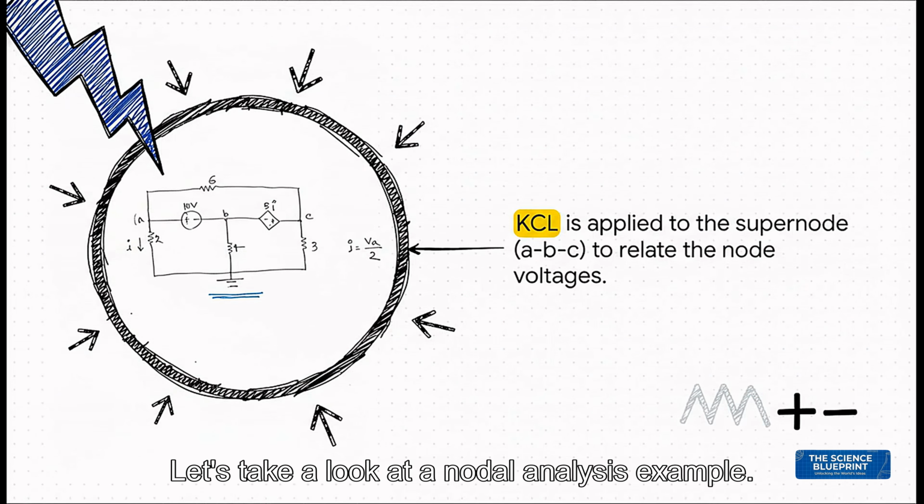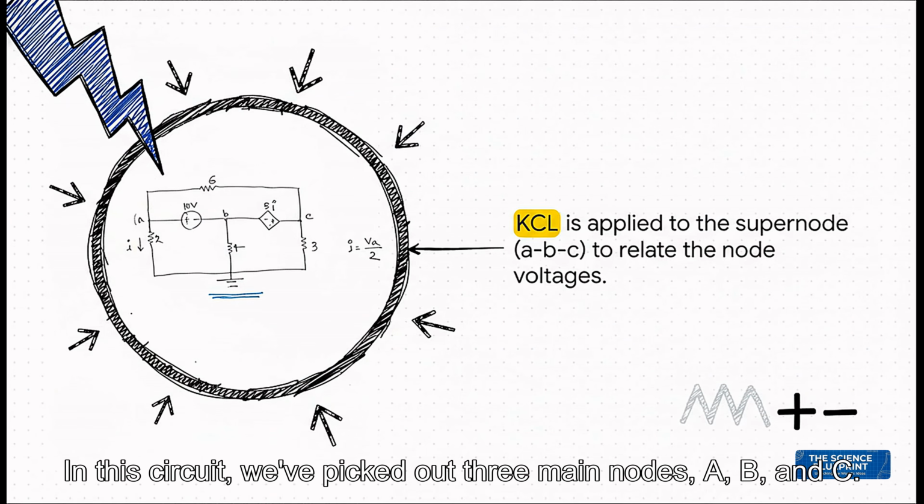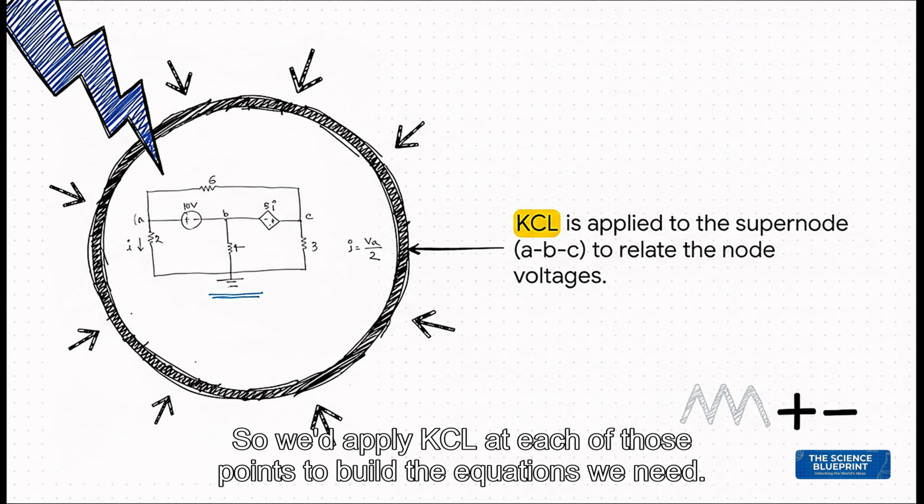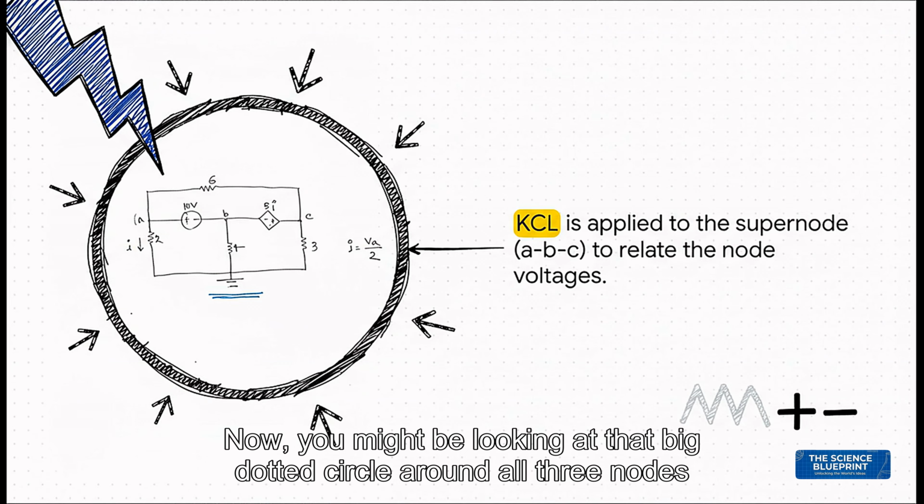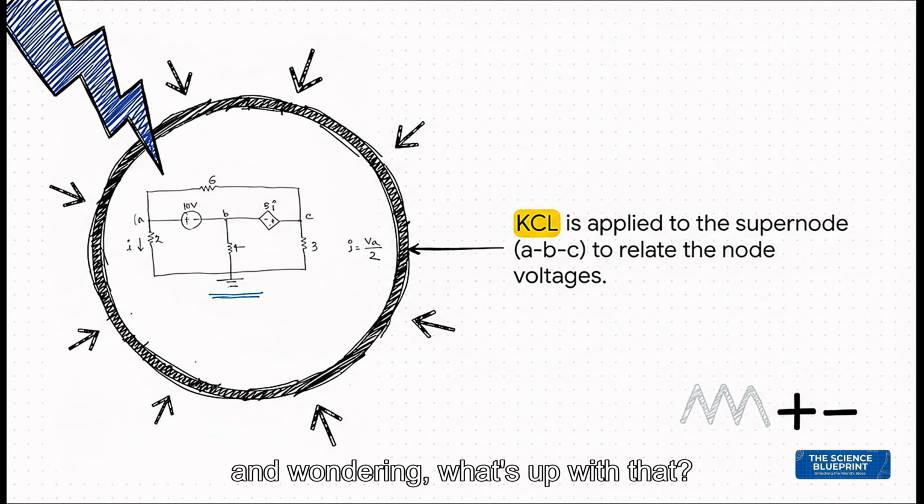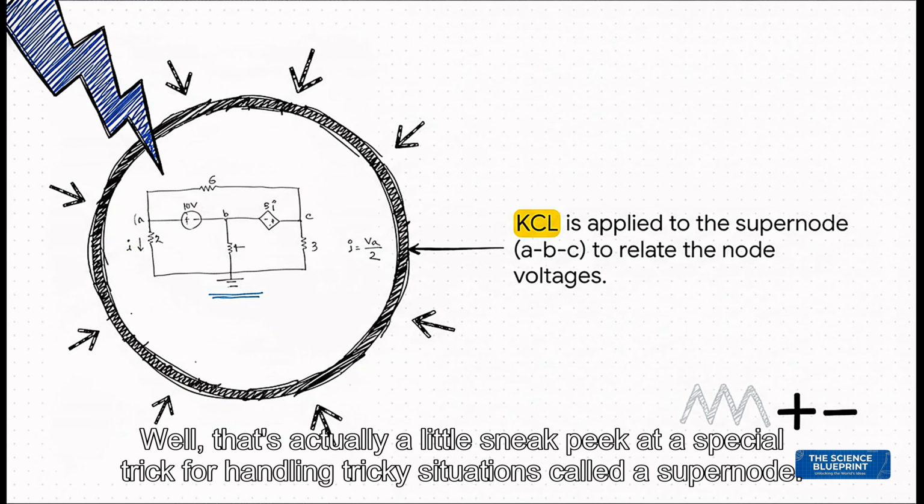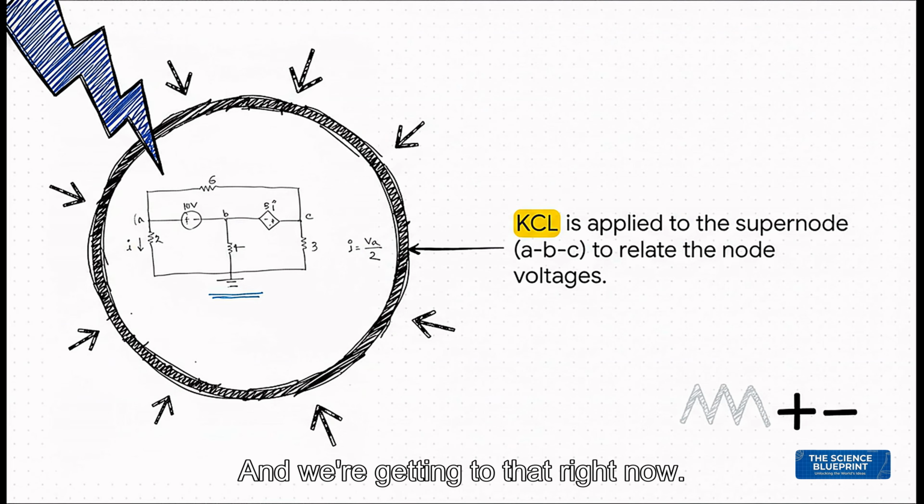Let's take a look at a nodal analysis example. In this circuit, we've picked out 3 main nodes, A, B, and C. So we'd apply KCL at each of those points to build the equations we need. Now, you might be looking at that big dotted circle around all 3 nodes and wondering, what's up with that? Well, that's actually a little sneak peek at a special trick for handling tricky situations called a supernode, and we're getting to that right now.